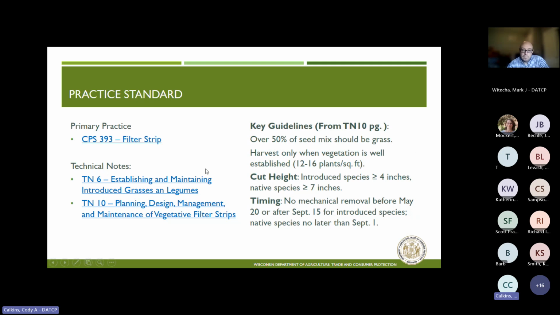So more information, and I can link these tech notes and the practice standard in the chat here, but all the information you'll need on just establishing filter strips in general and the harvesting and design and maintenance and all those kinds of things and management can be found within these technical notes. The more complicated part will come later with some of the contracting.